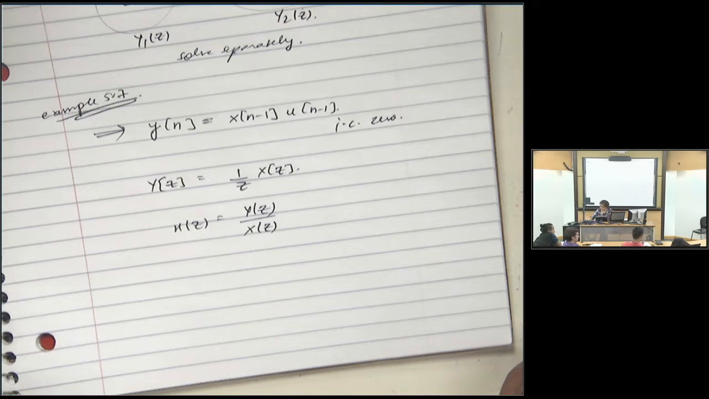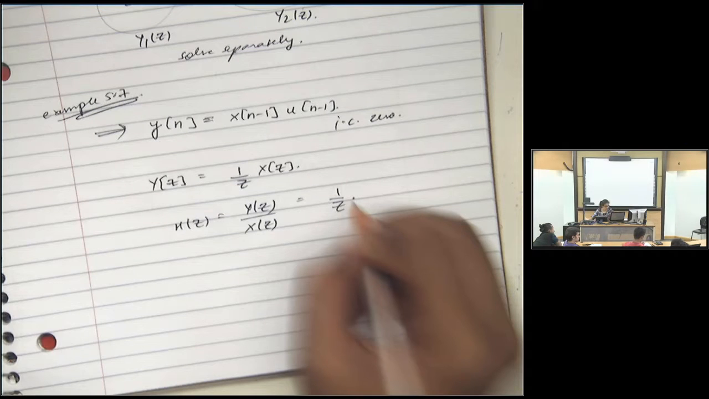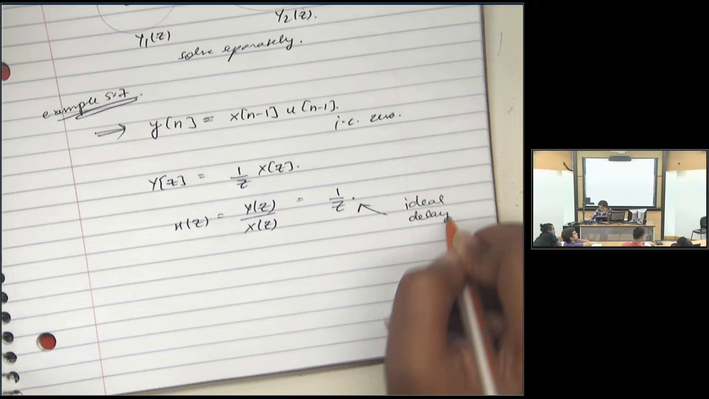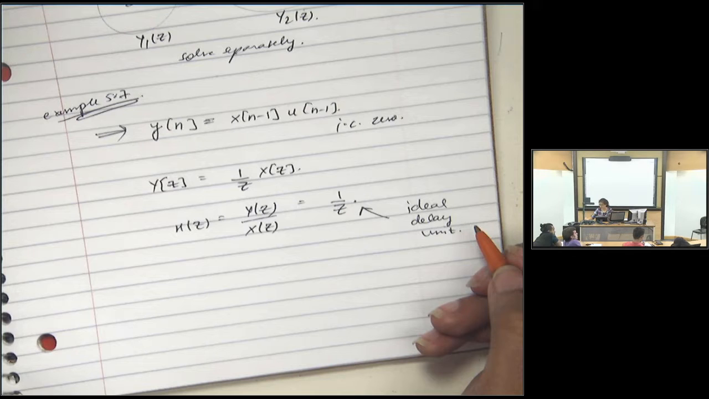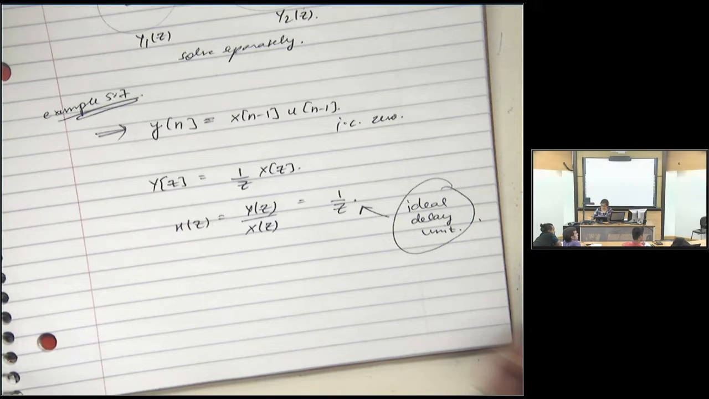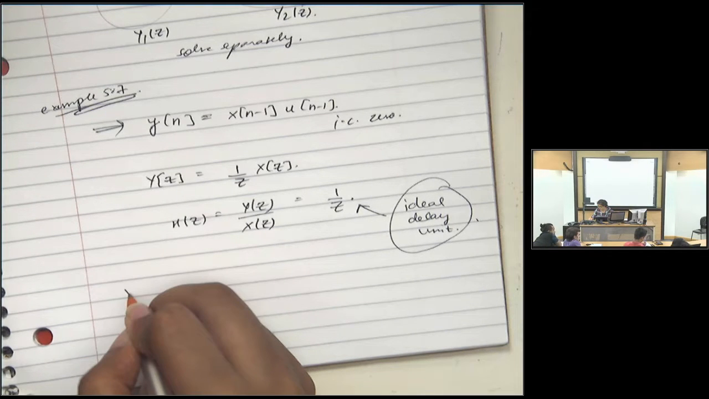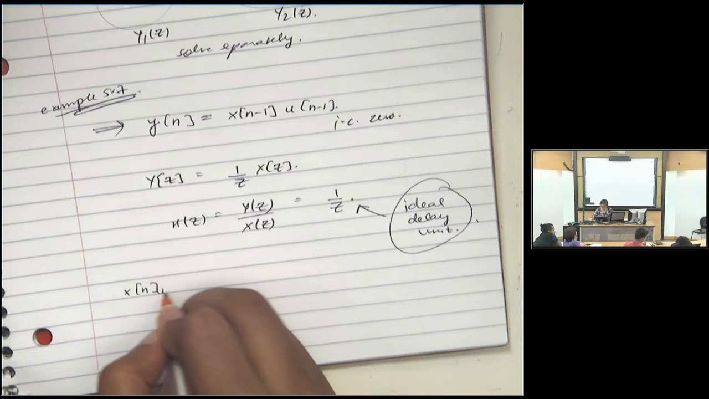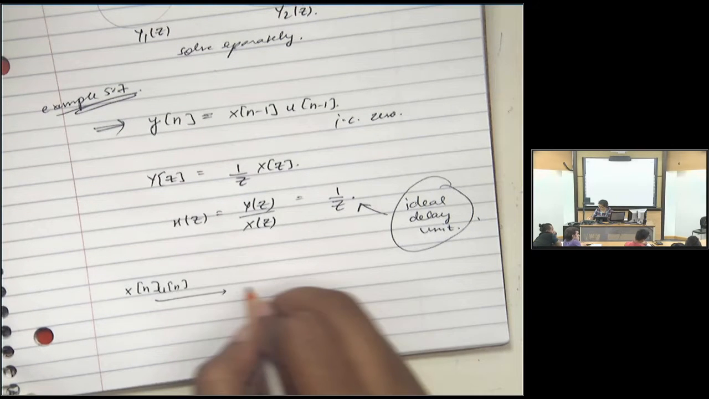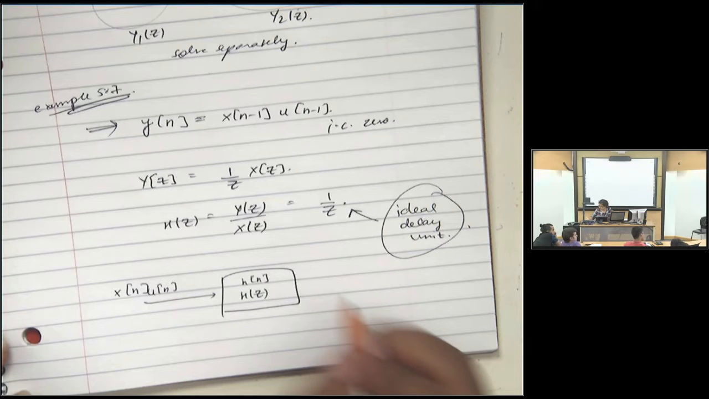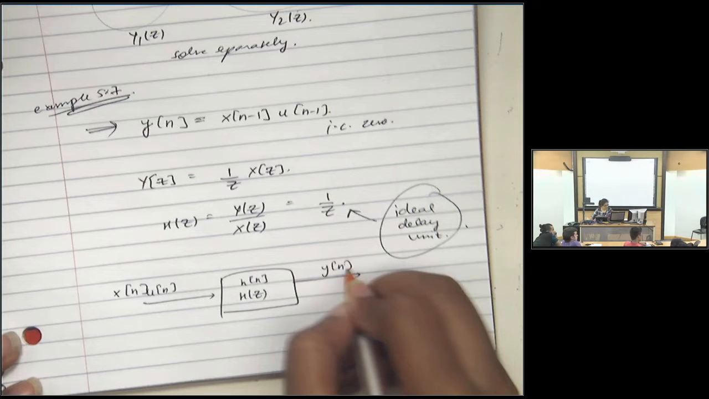Right, which is given as 1 over z. So this is our ideal delay unit. In a lot of your signal processing and filtering classes, you'll come across this, the ideal delay unit, 1 over z, ideal delay. What it means is you have an input x of n, u of n. You give it to a system, let's say h of n, h of z is its transform, okay? And your output is y of n, right?